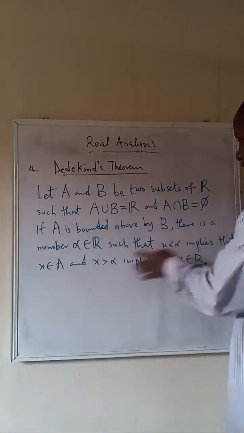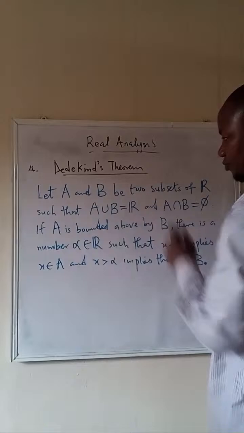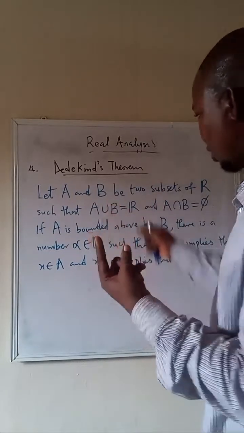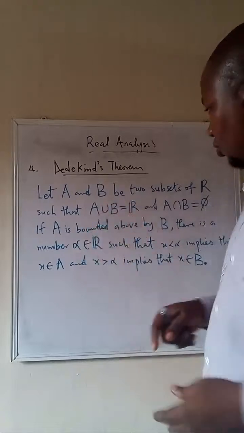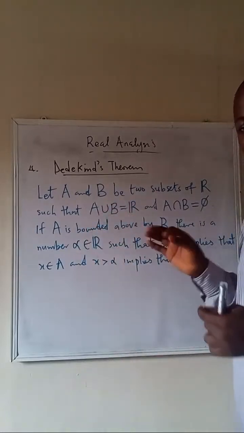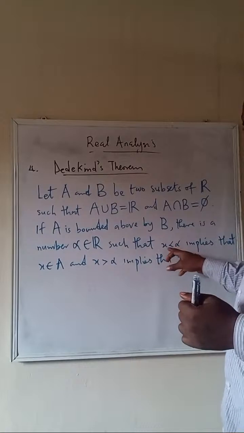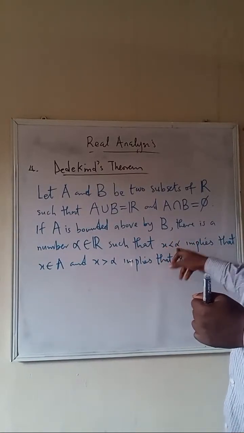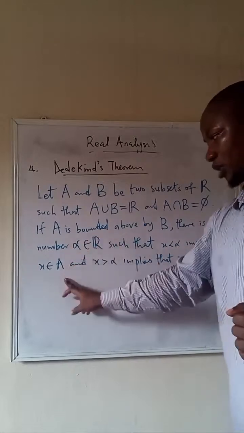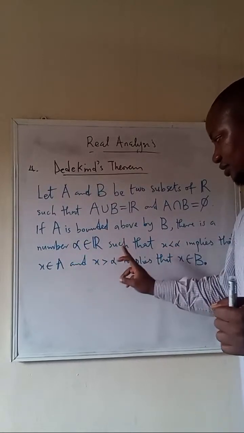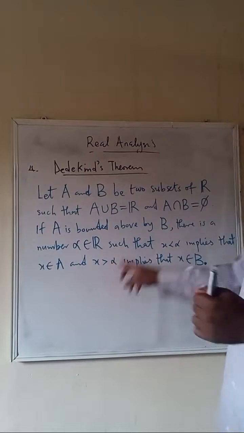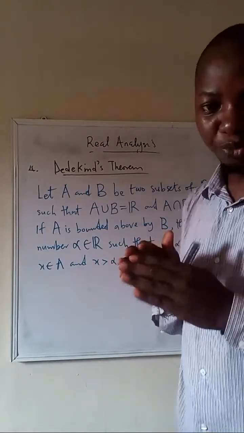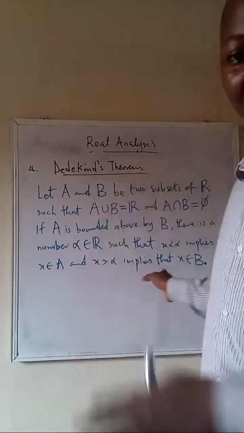This question now says if you have a particular number in R, this number is at the middle of that place where A and B are supposed to meet. If you have any element, that element, if it's less than x, belongs to A, and if that element is greater than alpha, the element is in B. So the proof is just straightforward as we have them here.